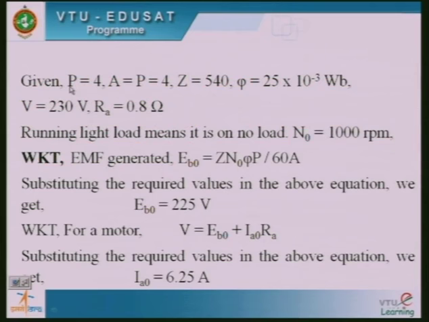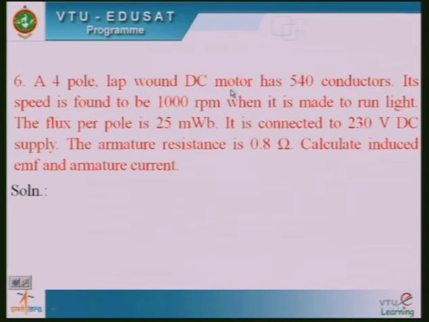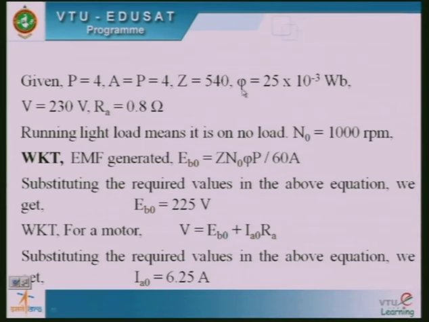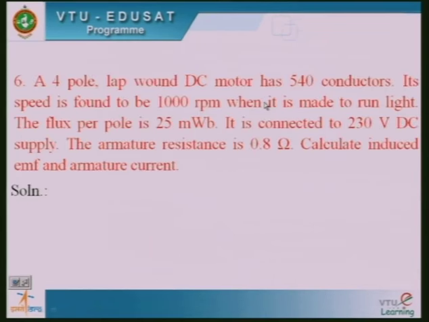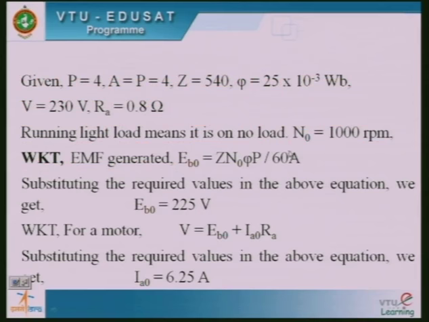In this problem, the number of poles is given as 4, and A is equal to P is equal to 4 for lap connected winding. Z is equal to 540, the number of conductors. The flux per pole is 25 milliweber, so 25 into 10 to the power minus 3 Weber. The supply voltage V is equal to 230 volt, RA is equal to 0.8 ohm. I already told you that running light means it is on no load condition, so you consider the no load speed as 1000 RPM.